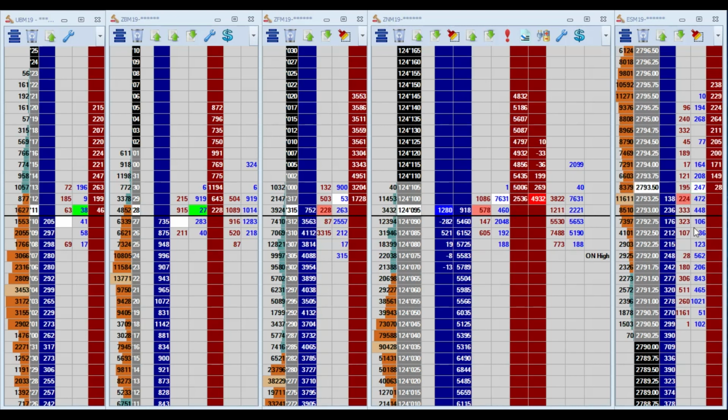I like to put these side by side because typically they have a negative correlation to each other, meaning when the E-mini is going down, the 10-year Treasury T-Note is typically going up. That's not always the case, but that's what we'd like to see.